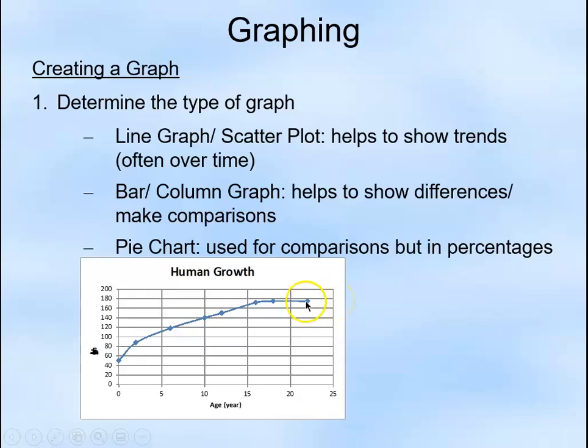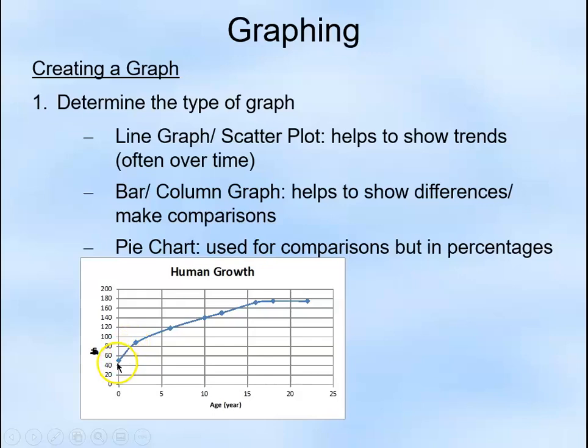But most likely, if we were to continue this on, up to maybe even 100 years old, this line might go down just because gravity compresses all of our open spaces, and it makes us a little bit shorter over time. We can also see that the rate of growth changes, right?